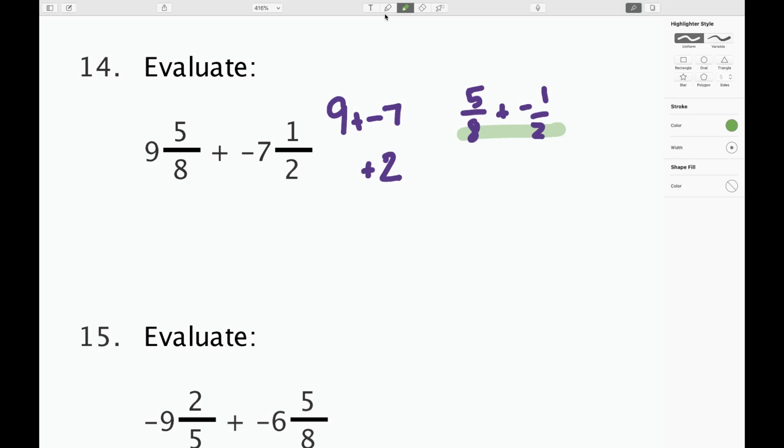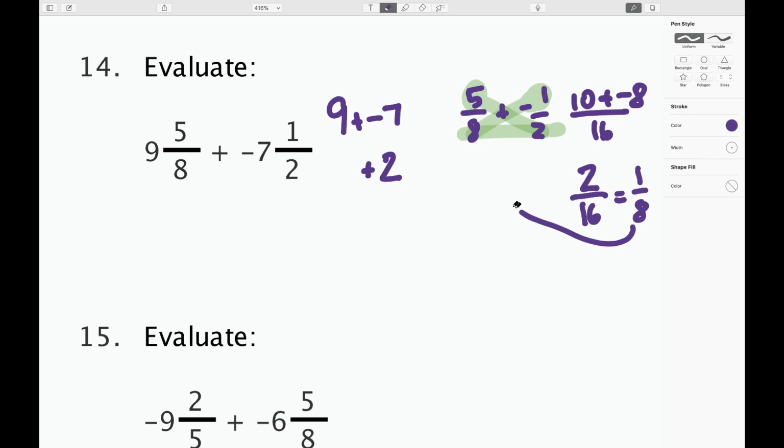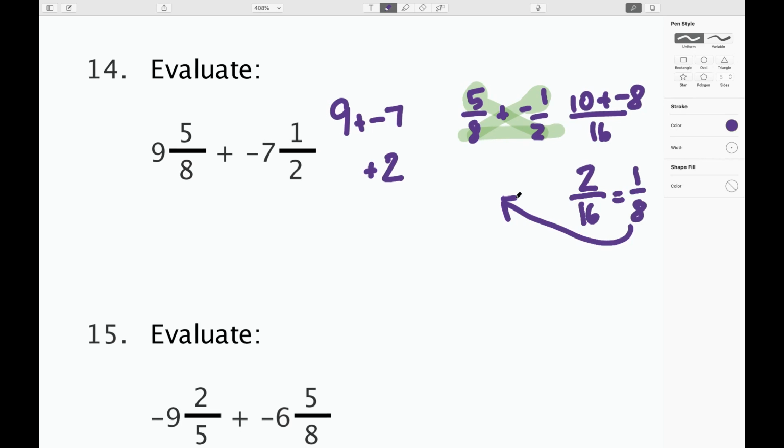16. And then I'm going to multiply, so 5 times 2 is 10, plus, then I'm going to multiply, -1 times 8 is -8. Different signs, so I subtract. 10 minus 8 is 2. I had more positives, because the 10 was bigger, so it's positive 2/16, reduce, 1/8. Bring it back. So I deal with the fractions, bring it back. Now it's positive 2 plus 1/8.